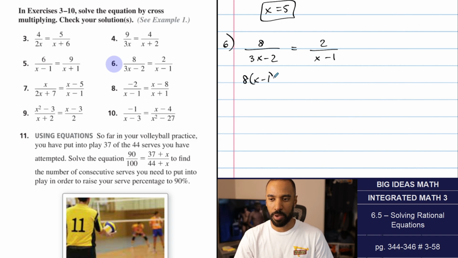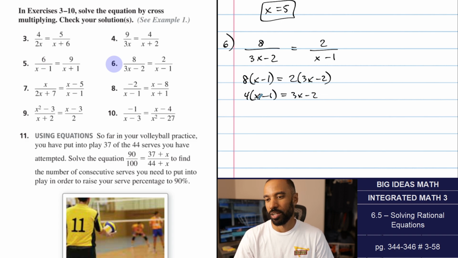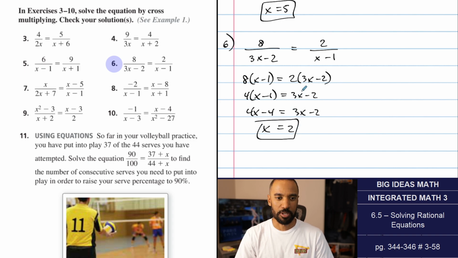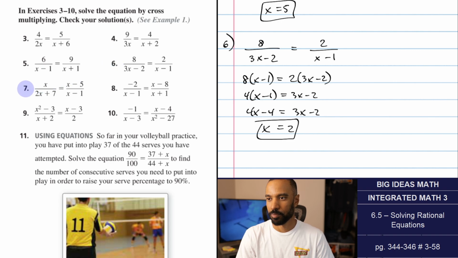Anyway, cross multiply again. 8 multiplies with x minus 1. 2 multiplies with 3x minus 2. Now, I'm going to try something different here. I can divide these both by 2. Boom. Just getting rid of the 2 there and the 2 there, saving a little bit of time. Distribute the 4. Subtract 3x, add 4, you get x equals 2. So there's number 6. 1 and 2/3 would have been invalid solutions, though.